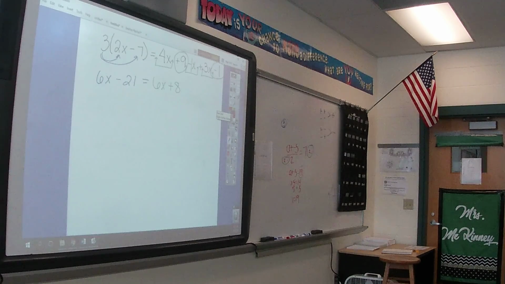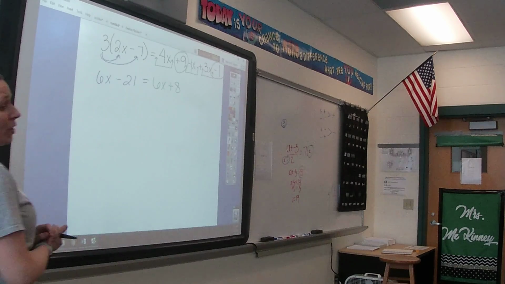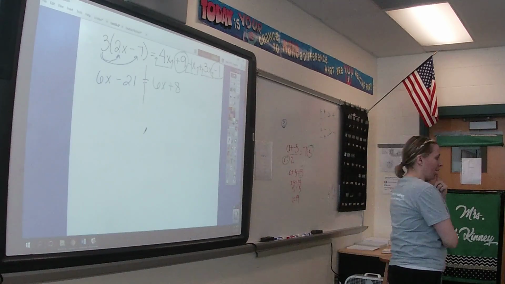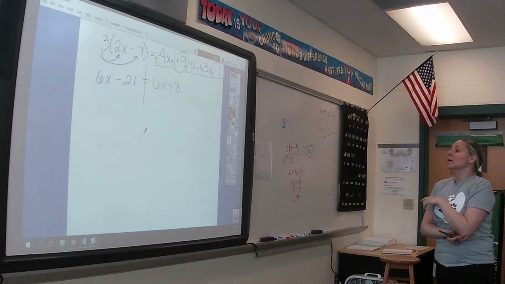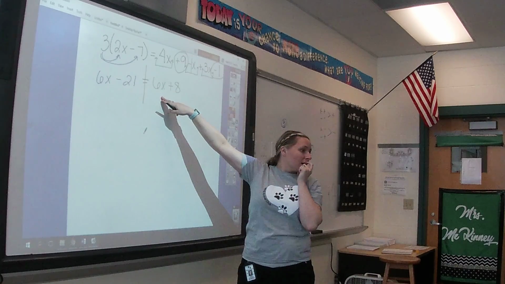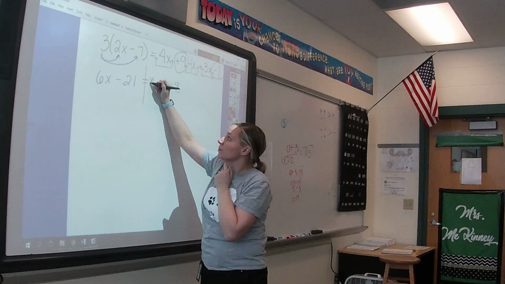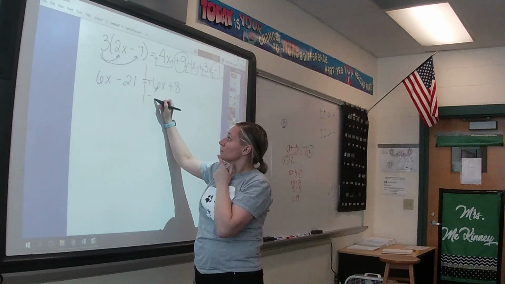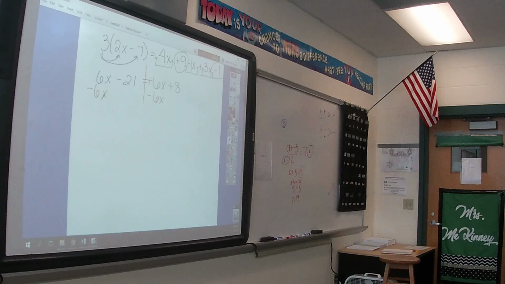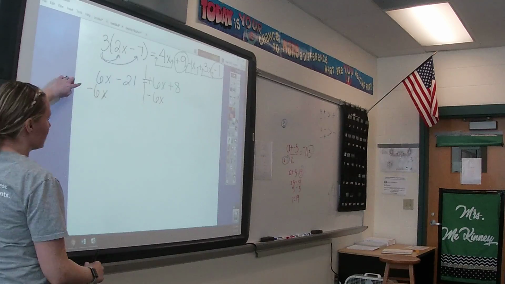Okay, so now we have 6x's on both sides. Which one do we want to move? 6x or 6x? Not really going to matter, right? Okay, are these 6x's on the same side or opposite sides? Opposite. How do we move a positive 6x? Now you're all starting to look at me funny. Mrs. McKinney, what are you doing here? Well, what is 6x minus 6x?